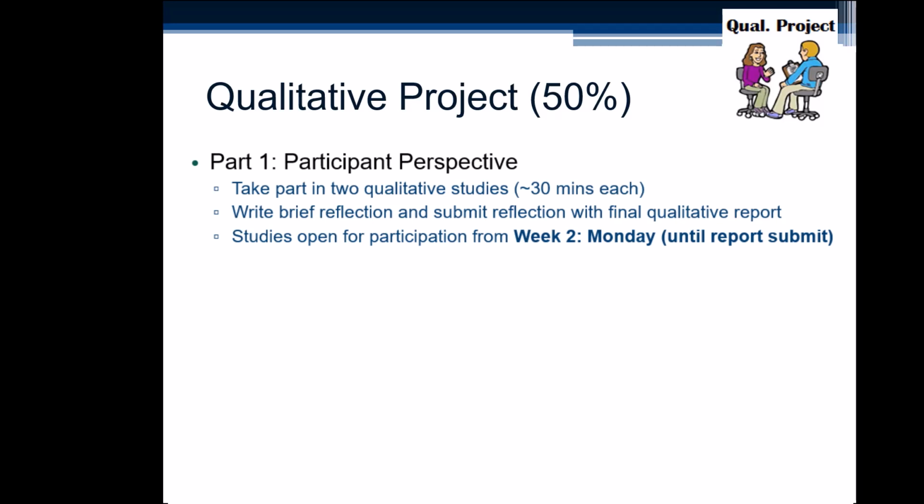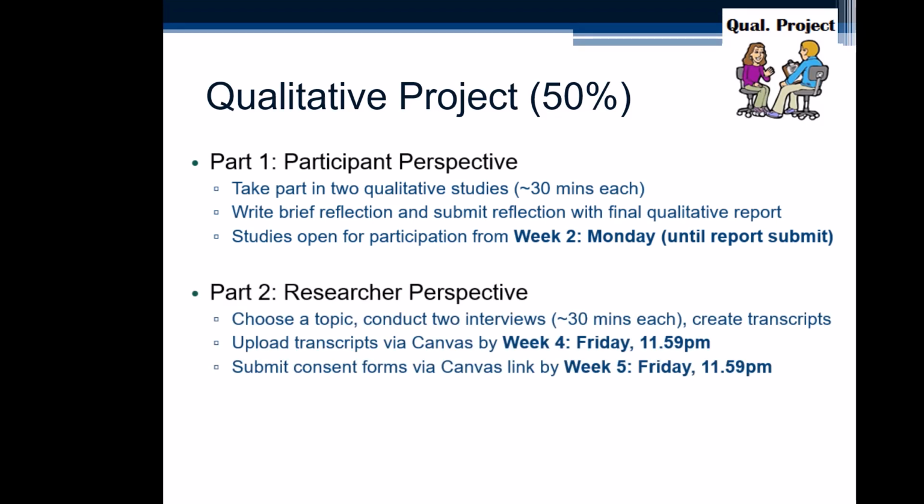We're looking for you to take that experience and show that you've learned something from it, not just go along and do it as an activity. So that's those open up from Monday of week 2. For part 2, you take the researcher perspective. So rather than being a participant, now you're going to be a researcher. With this part, you're going to choose one of the topics that's available to you, and you're going to read a little bit about that topic and go out and conduct 2 interviews with 2 participants.